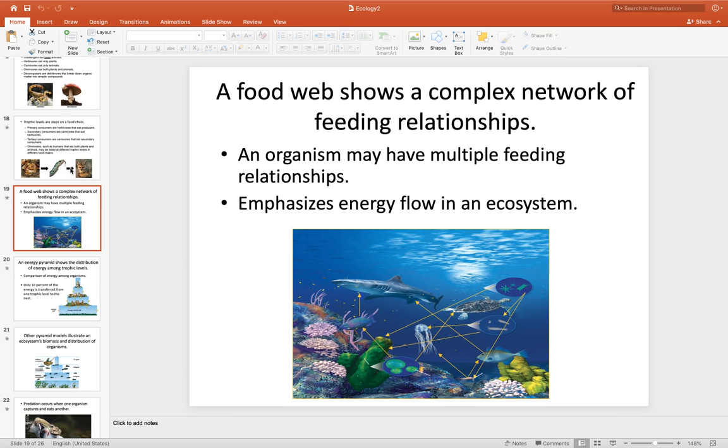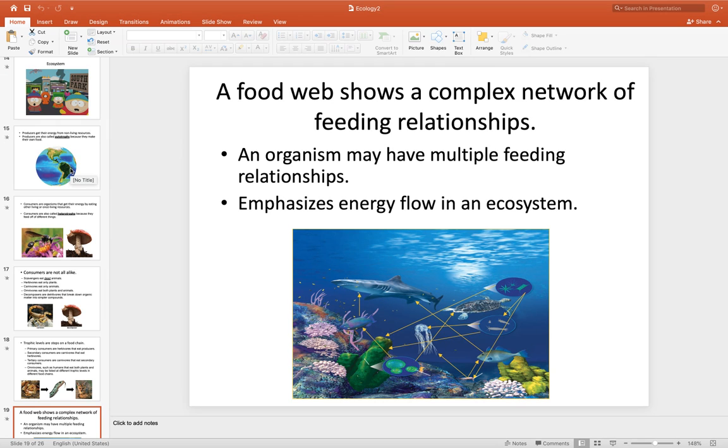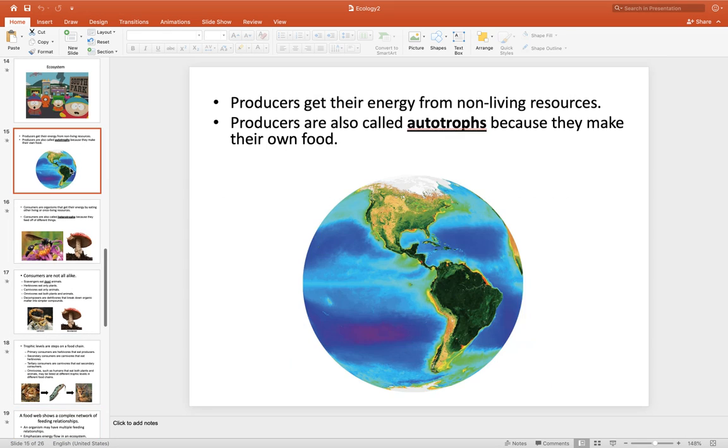Now, the last part of your project deals with the interaction of the organism and its environment. So, in terms of the role that your organism plays, we want to talk about whether it is a producer or a consumer. Producers are going to be autotrophs, and what that means is that they're able to create their own food.